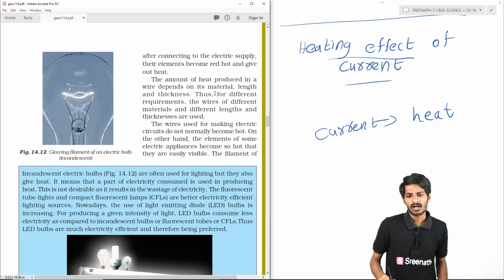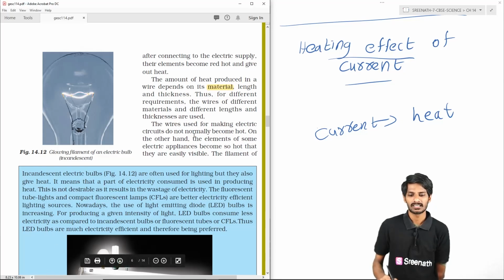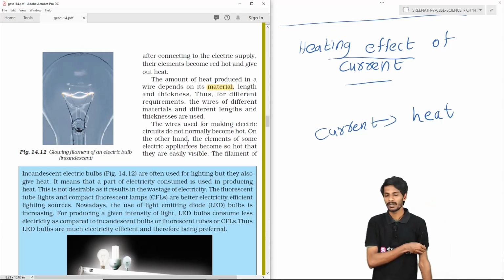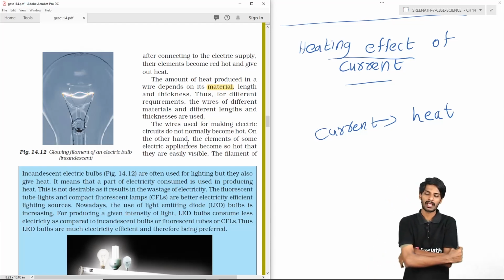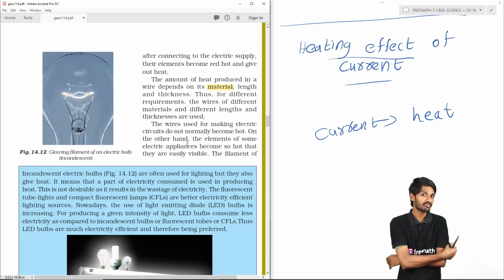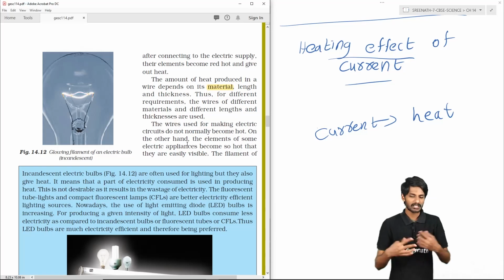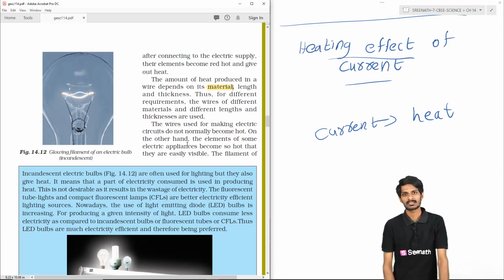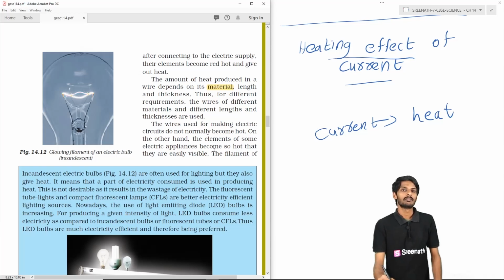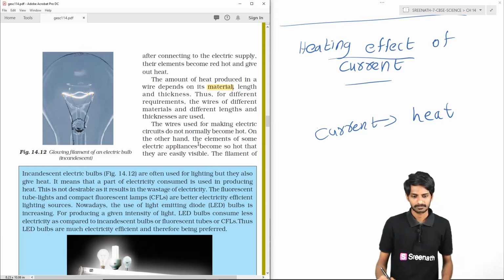How much heat is produced when a current is passed depends upon the material, its length and its thickness. Basically, the wires used for electric currents do not become hot, but some appliances become very hot. The same current is passing, but some electrical appliances become very hot while the connecting wires do not become that hot.